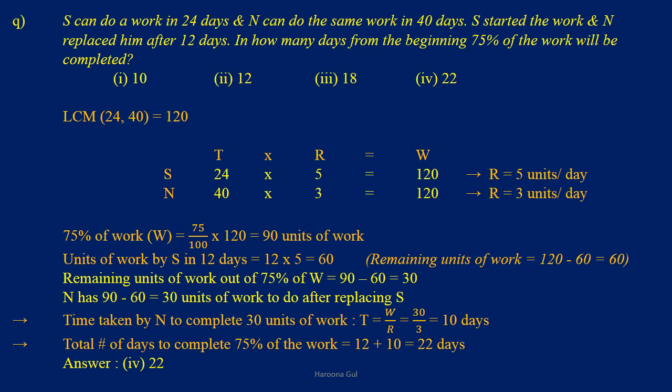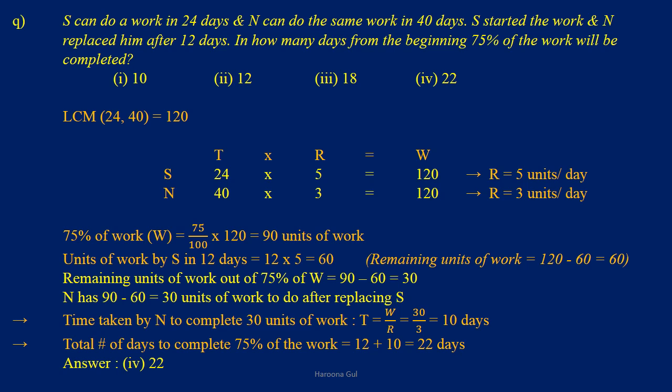Now we know that time into rate is equal to W. Therefore, the rate of work of S is equal to 5 units per day and that of N is equal to 3 units per day. Now the question says in how many days from the beginning 75% of the work will be completed. So 75% of work would be equal to 75 over 100 into 120, which means that 75% of 120 is equal to 90 units of work.